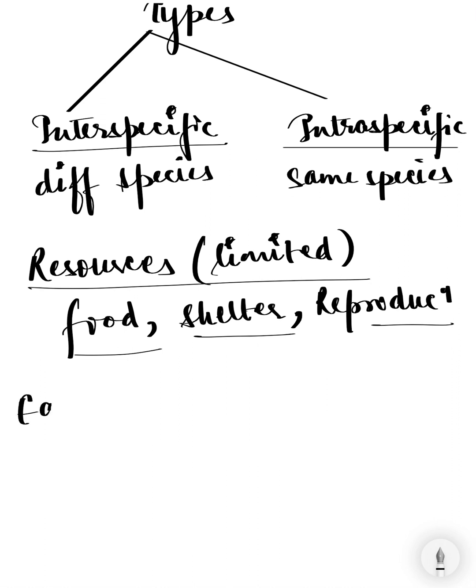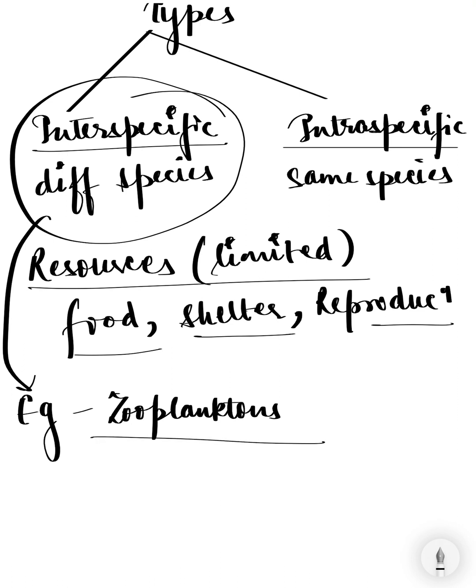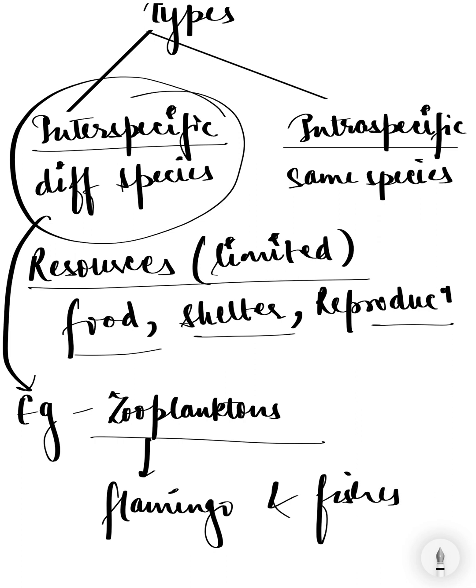For example, let's take an example of interspecific competition, which is a competition between different species. Zooplanktons are floating microscopic animals in the waters. These are eaten by flamingos and the resident fishes, so the competition occurs between these two species. In interspecific competition, the feeding efficiency of one species decreases due to the presence of the other species. It means one species is getting more food and the other species is getting less food.